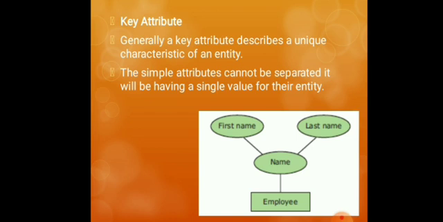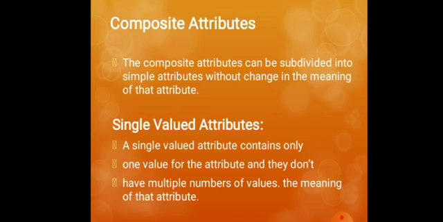The key attribute. Generally, a key attribute describes a unique characteristic of an entity. A simple attribute cannot be separated. It will have a single value for its entity. With a small example, we can see the image shown there. Composite attribute. A composite attribute can be subdivided into simple attributes without changing the meaning of that attribute. A single valued attribute contains only one value for the attribute and doesn't have multiple values. This is very important. The meaning of that attribute will not change at any time.